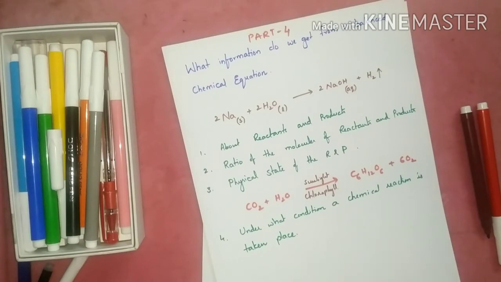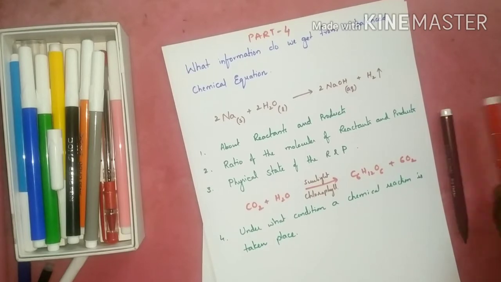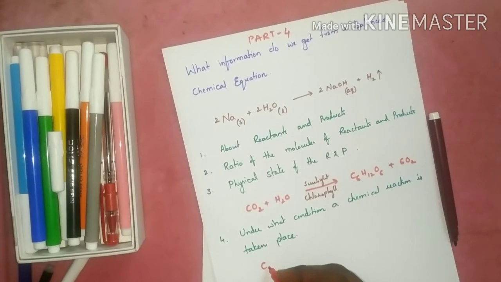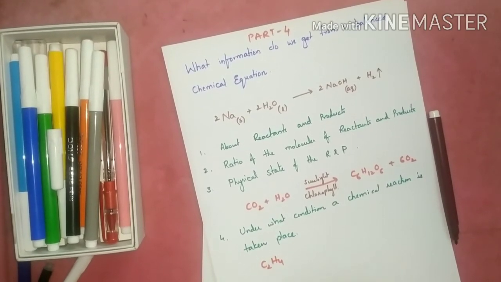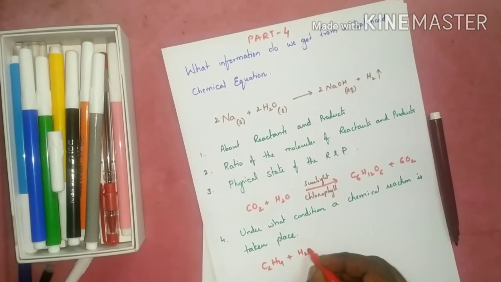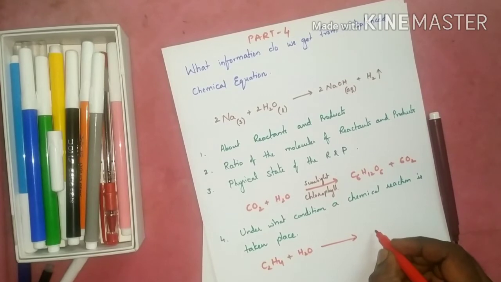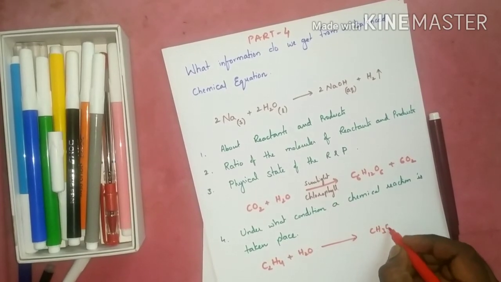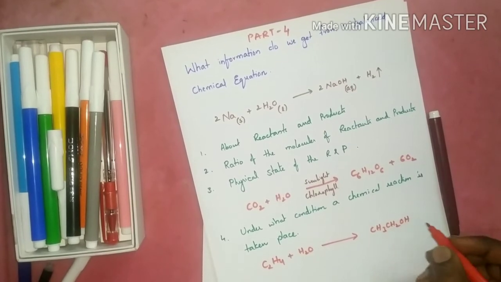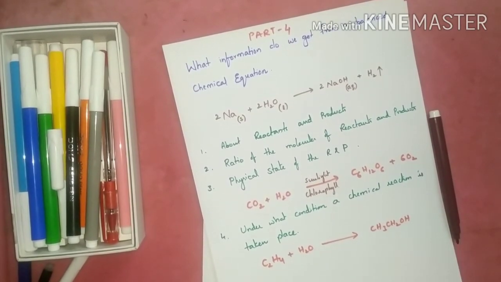And there are a few compounds which never participate in a chemical reaction, but they alter the rate of the chemical reaction. Alters means either increases or decreases the rate of reaction. Do you know what we call them? We call them catalysts. For example, C2H4 ethene, when you add it to water, you get ethyl alcohol, CH3CH2OH, or you can write C2H5OH, ethyl alcohol.